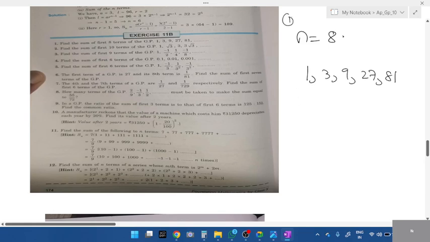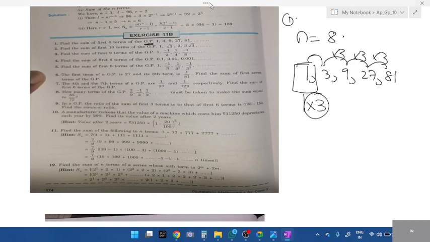First question, we are doing the first one. GP, they have given GP. What if they don't give GP, students? How will you identify? What did I tell you? GP will always be in multiples, right? Look, take the first term. What is the difference between first and last? What they have multiplied, the first and second, into 3. Look, 3. What are 3 threes, students? 3 threes are 9. 9 threes are 27. 27 into 3, 81, right? It is multiple. If it is multiple, it is a GP question.